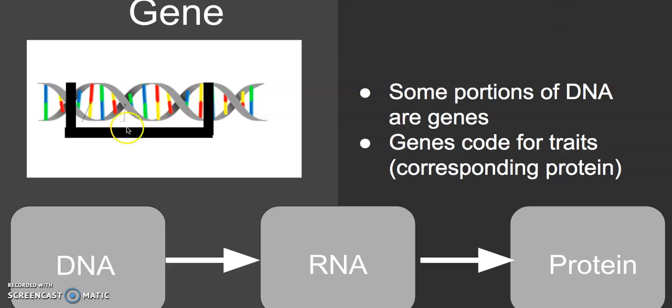And so a set of nucleotide bases, so an AAGG on this gene, eventually codes for a specific protein through RNA. And that particular protein codes for traits that are phenotypically expressed.